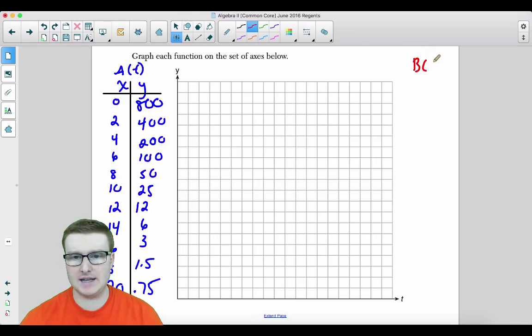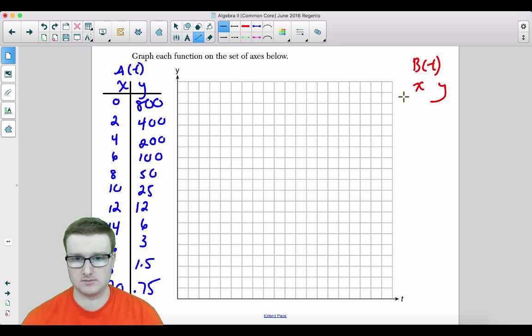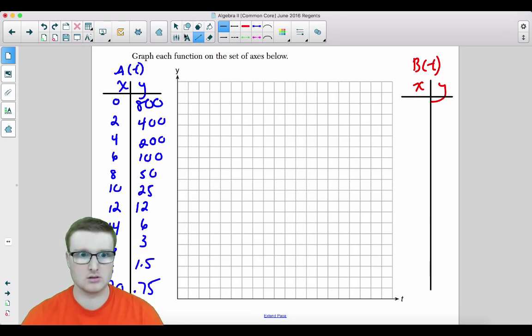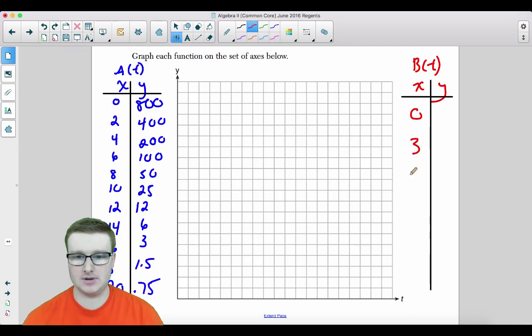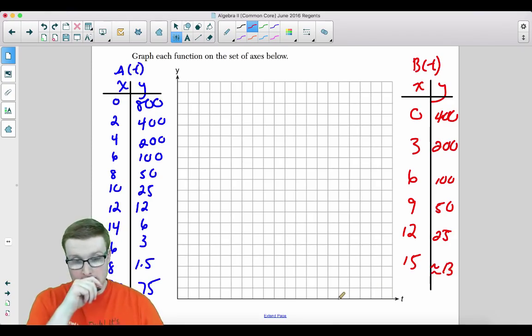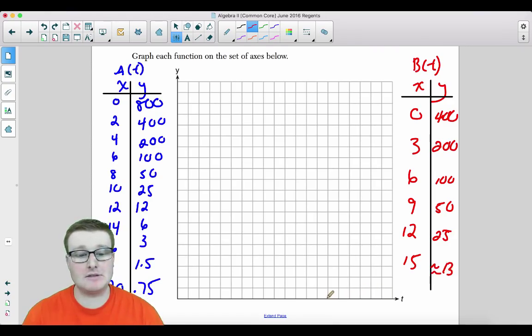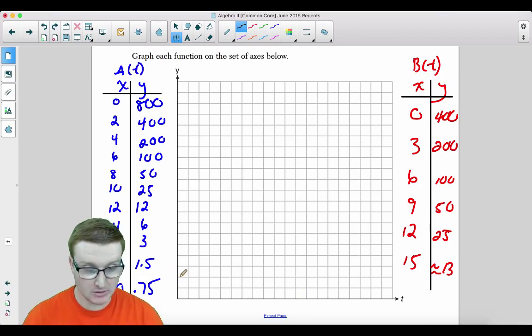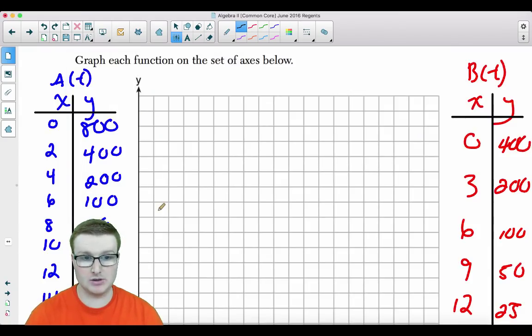And B of t, again, x and y. Not much is changing. 0, 3, 6, 9, 12, 15, and 400, 200, 100, 50, 25, approximately 13. But they get so astronomically small at the very end that you might as well just not even include them. So I'm going to count by 50s. I'm really counting by 100s, but I'm skipping the line, so I'm really counting by 50s on the graph.